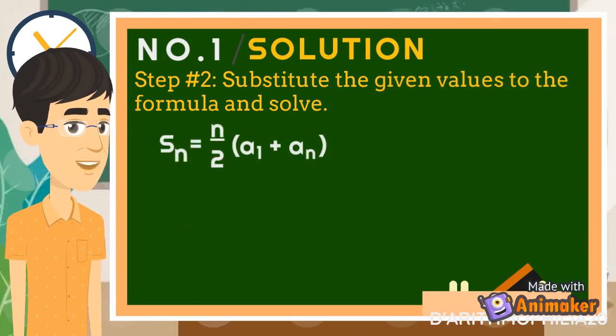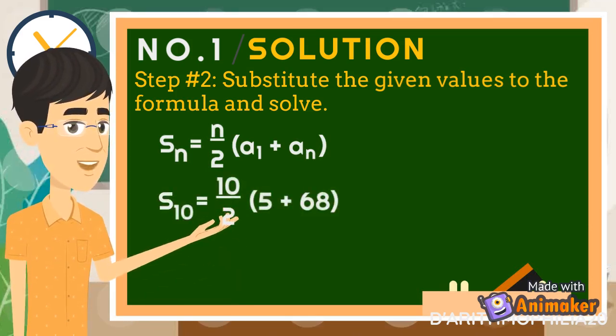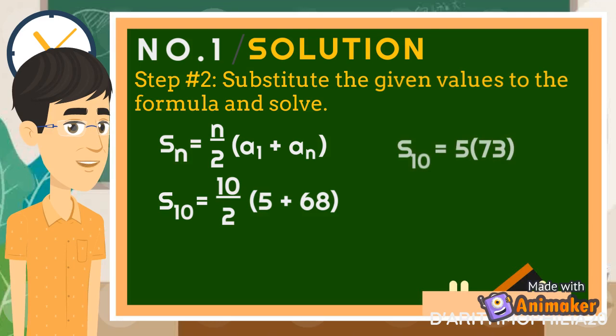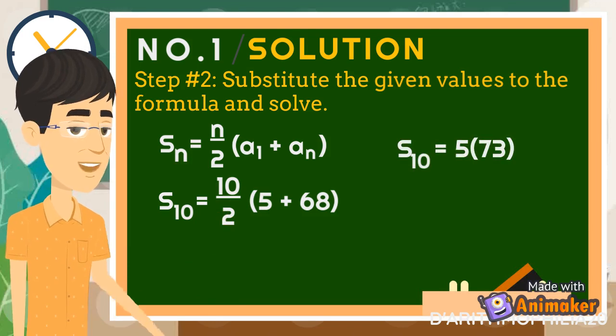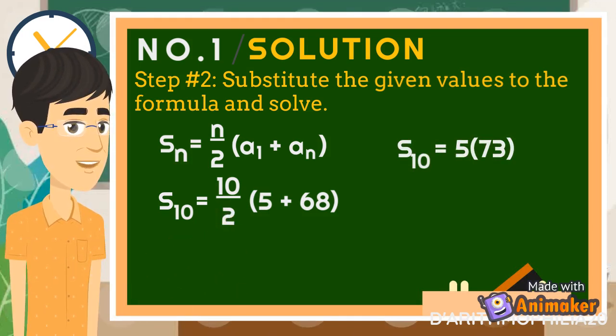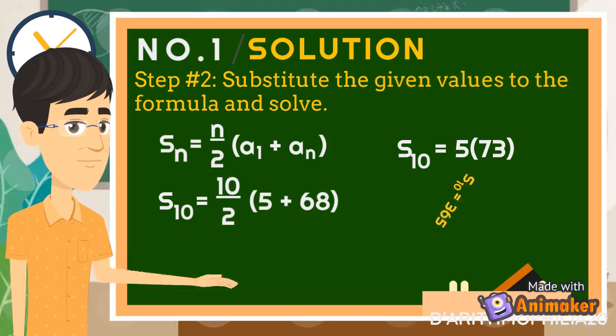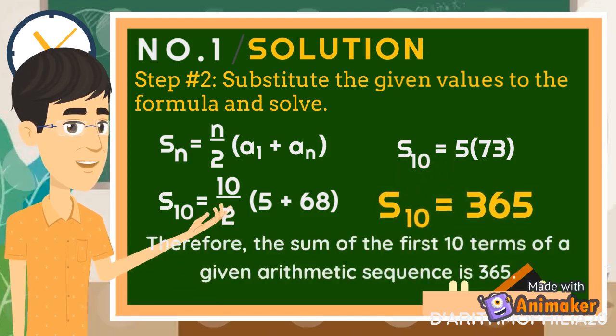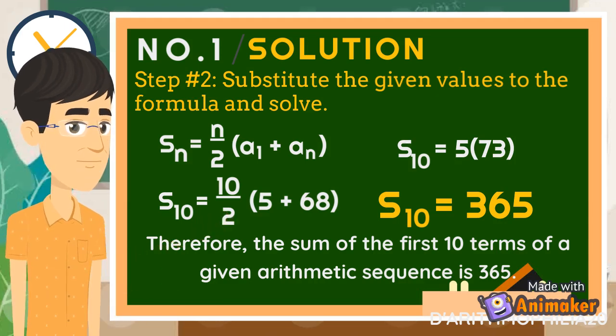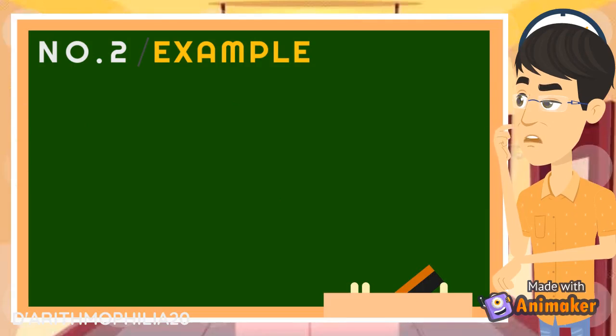For problem number 1, we are going to use the formula, S sub n equals n over 2 times the quantity of a sub 1 plus a sub n. We now have S sub 10 equals 10 over 2 times the quantity of 5 plus 68. Simplifying this, we can get S sub 10 equals 5 as the result of 10 over 2 times 73, coming from the sum of 5 and 68. For our final answer, simply multiply 5 and 73. Therefore, the sum of the first 10 terms of the given arithmetic sequence is 365. Is it understood? I hope it's yes. Let's now proceed to our second example.